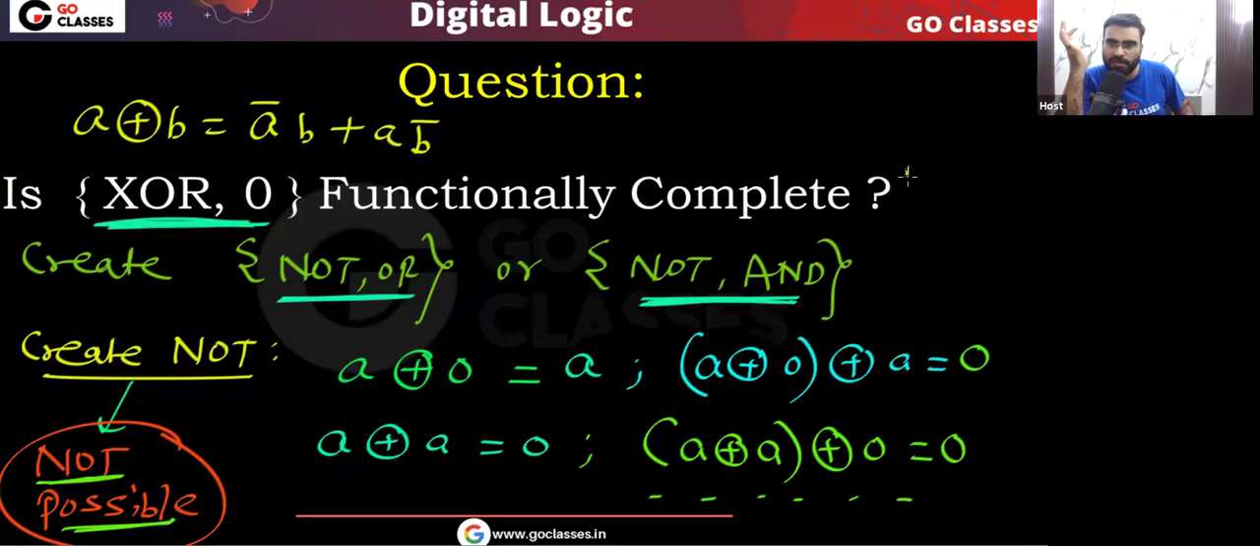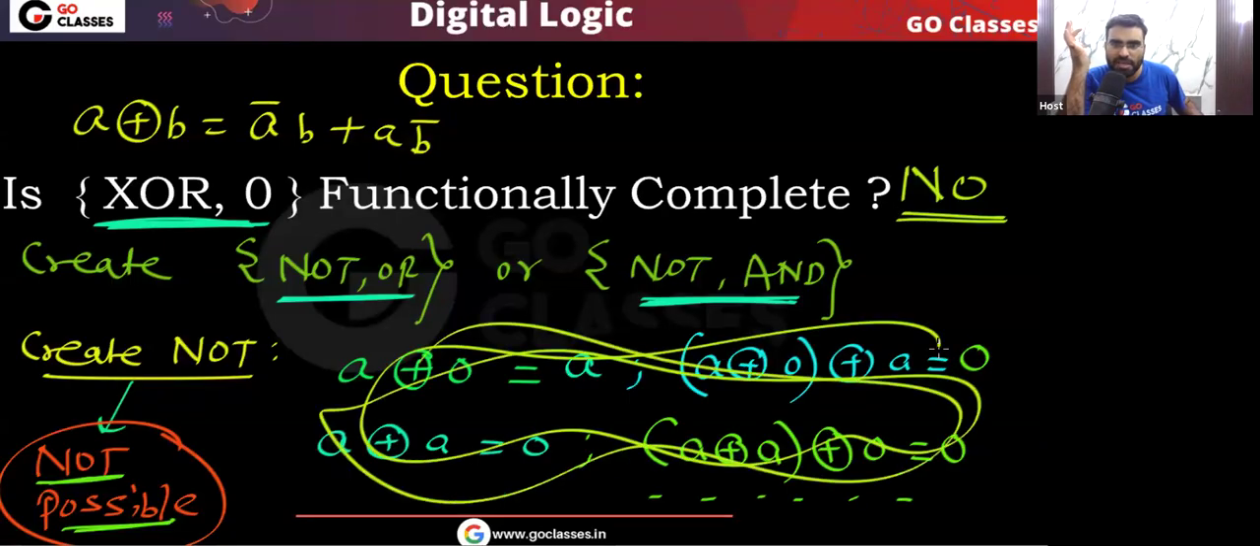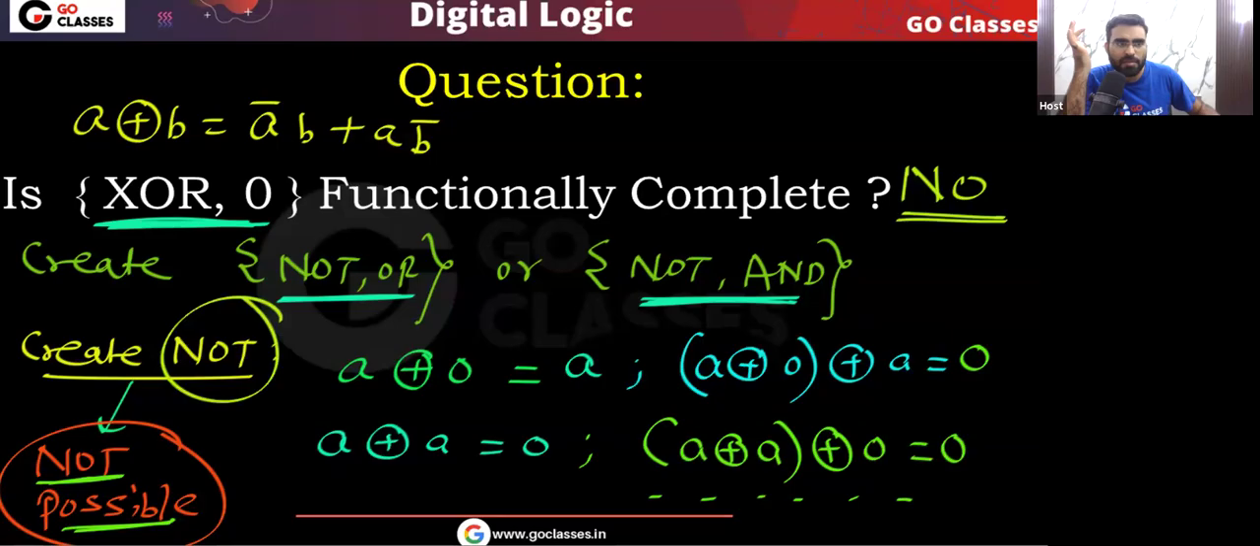So is this functionally complete? The answer is no. Okay, you can try some combinations, you can try to create A bar, but you cannot create A bar. Is this clear? A bar is not possible. So this NOT is not possible. Okay, this is the idea.